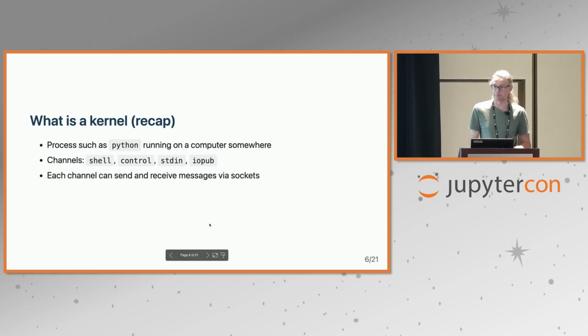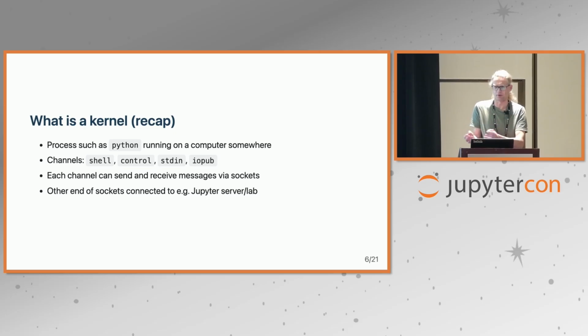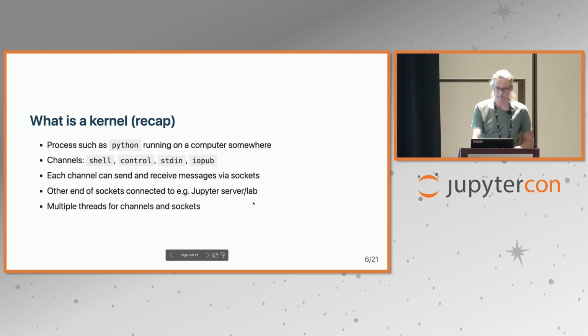Each channel can send and receive messages via sockets. The other ends of the sockets are somewhere else. In a normal JupyterLab setup, they would be sat in JupyterLab, although they sort of go via the server. So you can imagine you've got JupyterLab in your browser, and there is some concept of a socket there. The kernel, somewhere else in the world, has the other end of the sockets, and that's how we communicate between the two. Already, before ipykernel 7, a Python kernel was already 8 threads, so multiple threads for the different channels to solve various other problems, and extra threads for the sockets to work in a responsive manner.